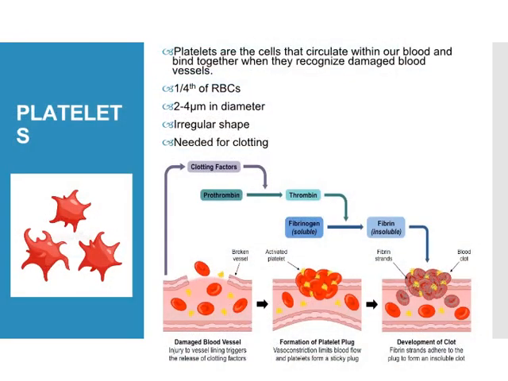Platelets are the cells that circulate within our blood and bind together when they recognize damaged blood vessels. One quarter the size of RBCs, 2 to 4 micrometers in diameter, irregular shape.